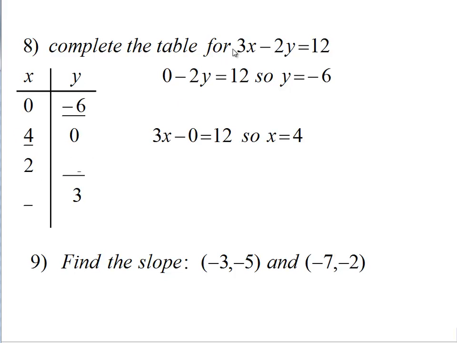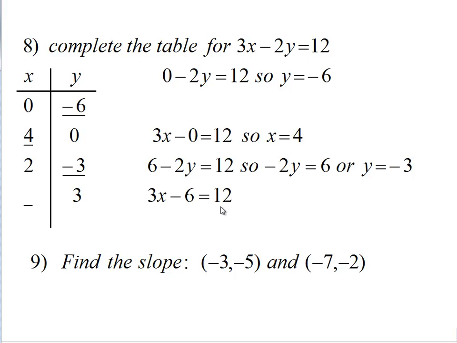Plug in 2 for x. 3 times 2 is 6, minus 2y is equal to 12. Subtract 6 gives you -2y is equal to 12 minus 6, which is 6. Divide by -2, so y is -3. Okay, plug in 3 for y. So 2 times 3 is 6, so it's 3x minus 6 equals 12. Add 6, makes 18. Divide by 3 makes 6, so we have 6 and 3.